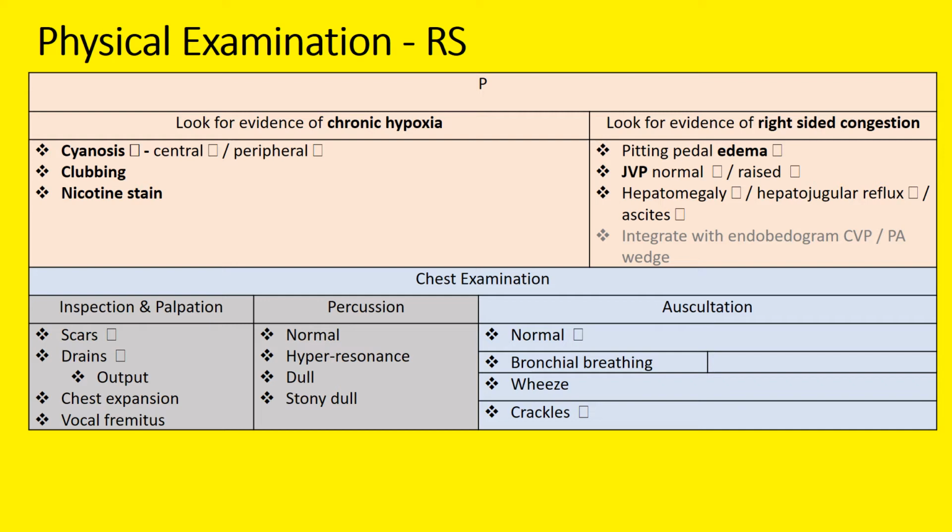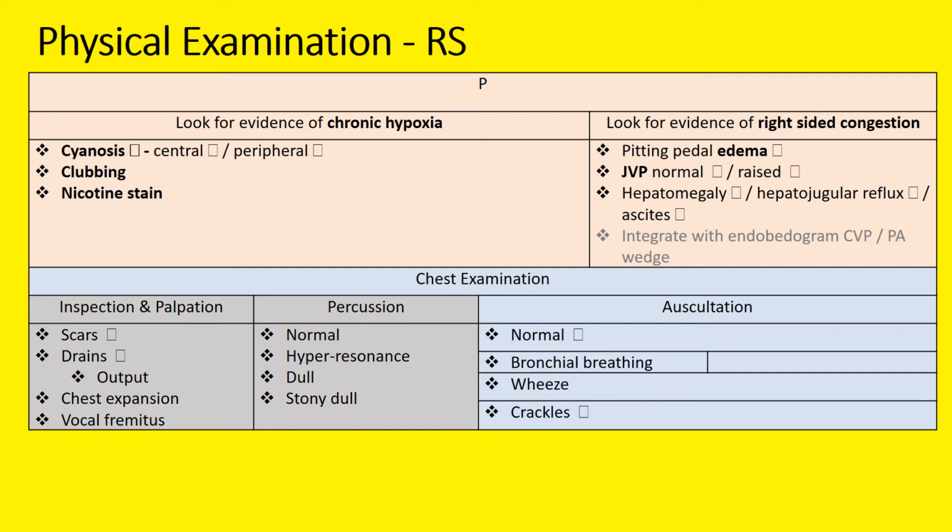And again, you look for the same things on inspection and palpation. You look for scars, drains, and drain output from the intercostal tube, swing, bubbling, and all that. And then look for chest expansion, vocal fremitus, and tactile fremitus. Things that you don't do regularly, but you have to get into the habit. And then percussion. Is it normal? Is it dull? Is it stony dull? Is it hyperresonance? Does he have a whopping large pneumothorax and so on?